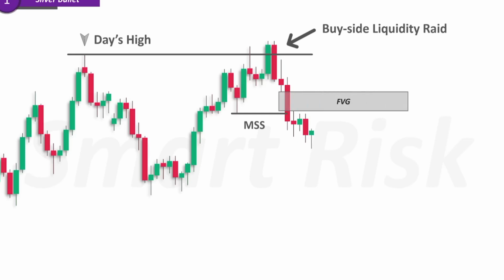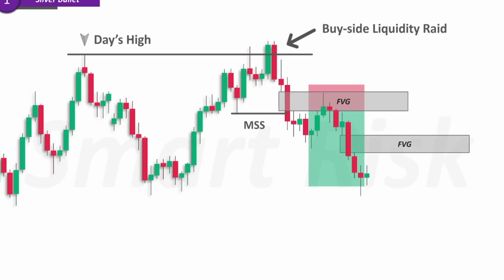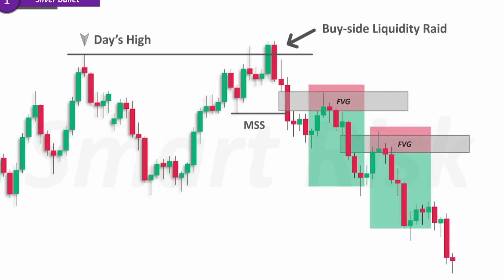Then mark the bearish fair value gaps that formed along the way as supply zones. Set a sell limit order at the start of the FVG zone, and wait for the price to pull back to this area. If new FVGs form, you can plan future trades, but always follow a proper risk management plan.